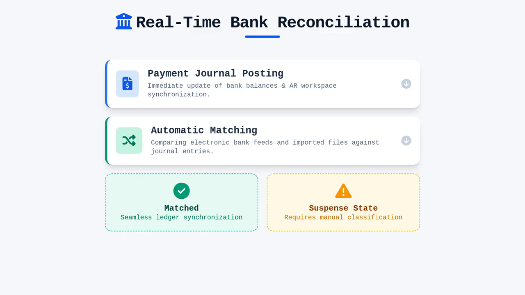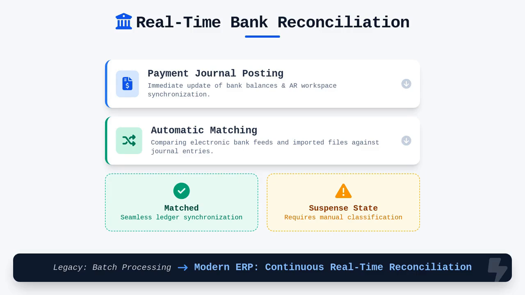Any transactions that fail this automated matching reside in a suspense or error state, requiring manual classification to complete the reconciliation loop. This continuous, real-time approach to updating ledgers and reconciling bank accounts is what separates modern ERP solutions from legacy systems that rely on batch-processed accounting.